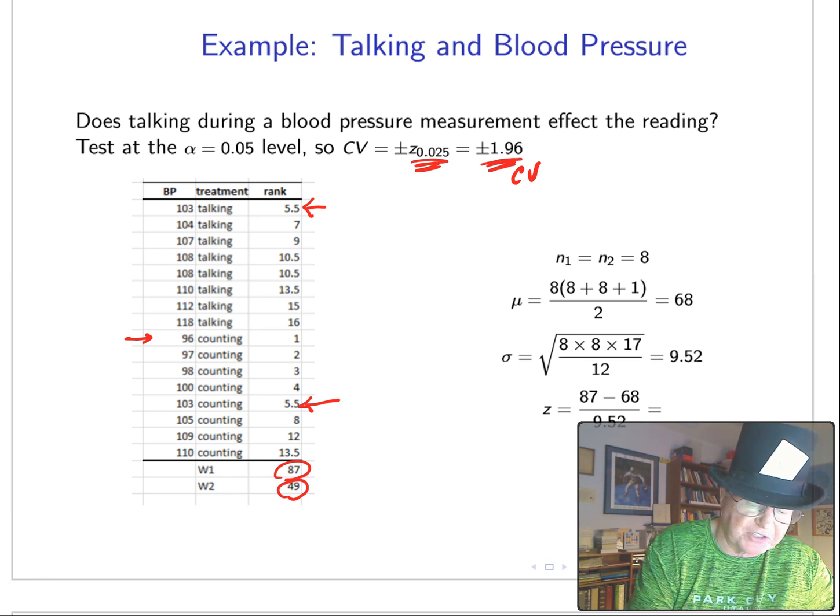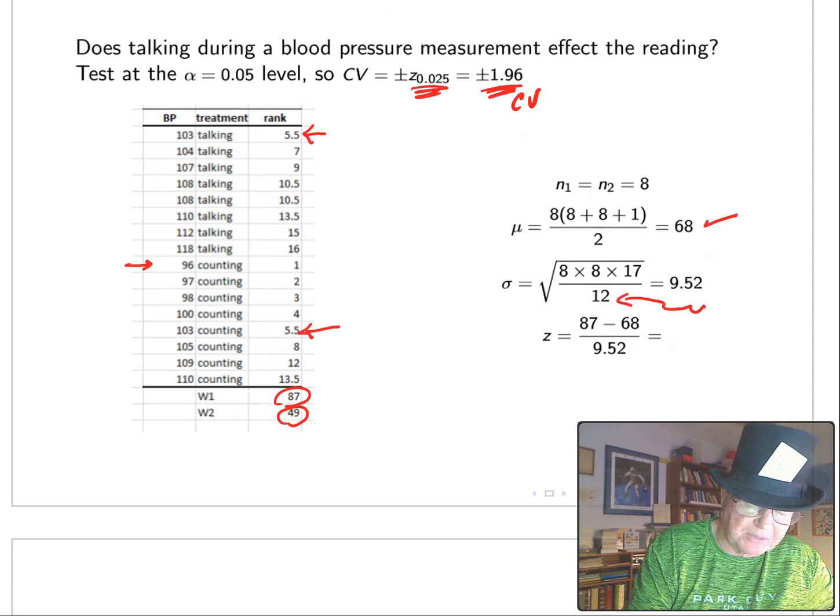So 8 times (8 plus 8 plus 1) divided by 2 gives us 68 for the mean. For the variance, 8 times 8 times 17 divided by 12, and take the square root. We get a standard deviation of 9.52. That 12 is a crazy number that shows up a lot in counting type distributions.